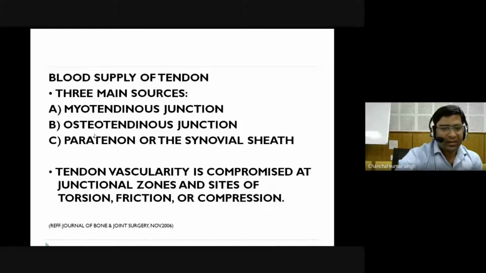Then at the other end of the attachment, you have the osteotendinous junction through the periosseal sleeve. Some blood supply is there, around 20 to 25%. And the paratendon or synovial sheath, where individual vessels run over the paratendon, provides around 10 to 15% of the blood supply. Accordingly, vascularity is compromised in particular areas. Wherever there is a watershed area and forces are acting on it, those areas are more prone to rupture.